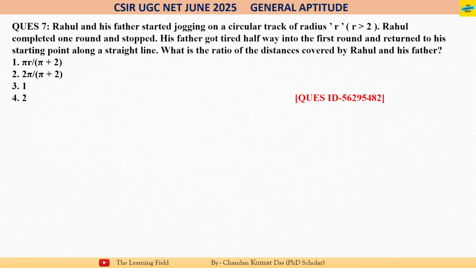Next. Question number 7. It says that Rahul and his father started jogging on a circular track of radius r. Rahul completed one round and stopped. So suppose this is the circular path. Rahul starts from here, and in this direction he completes one round. And his father got tired halfway through the first round. So half of the first round means this portion, and returns to the starting point. This is the starting point.